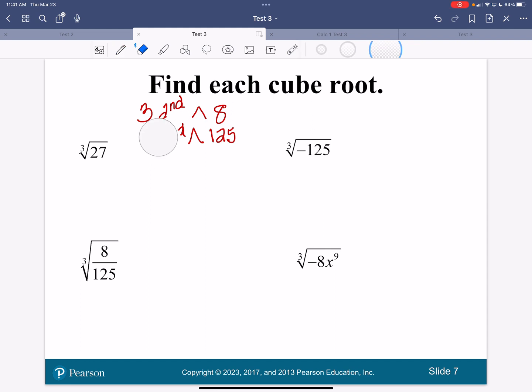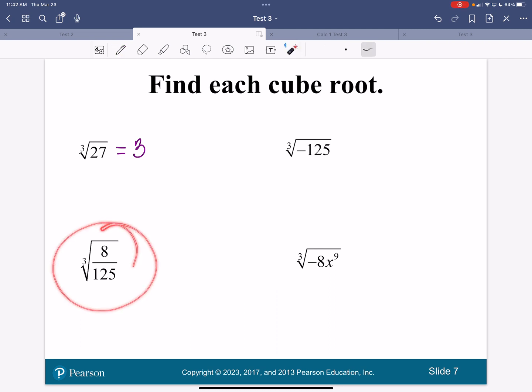Now what I want you to do is the cubed root of 27. You may know what the cubed root of 27 is. What's the cubed root of 27? 3. Okay, but practice your keystrokes there. You're going to have 3, second, cube root, 27. Now remember, if I give you a fraction, I want the answer as a fraction.